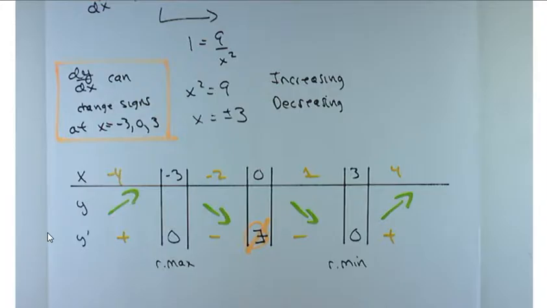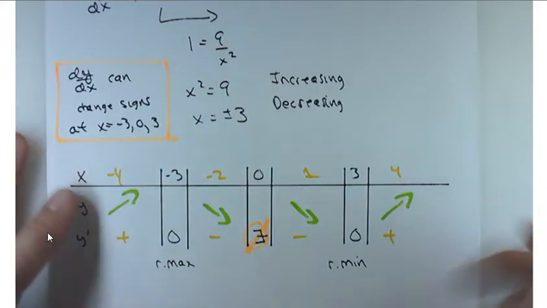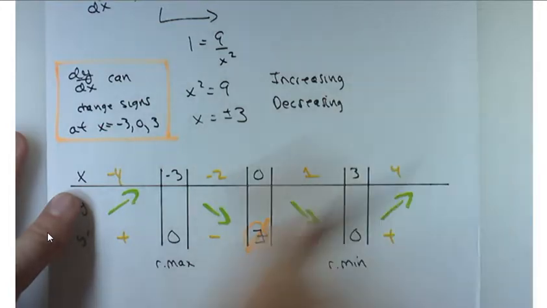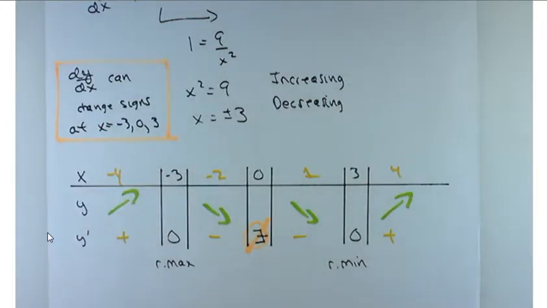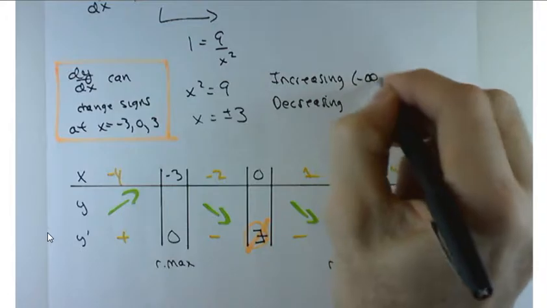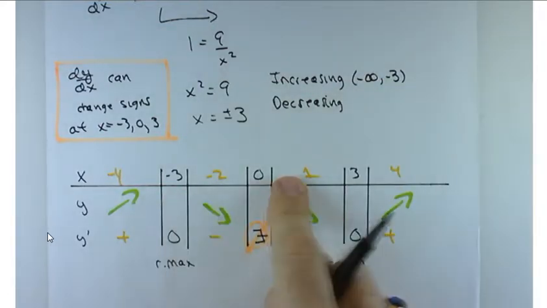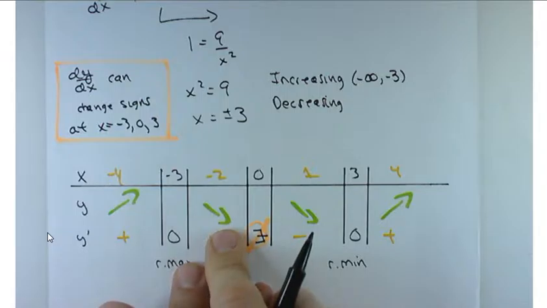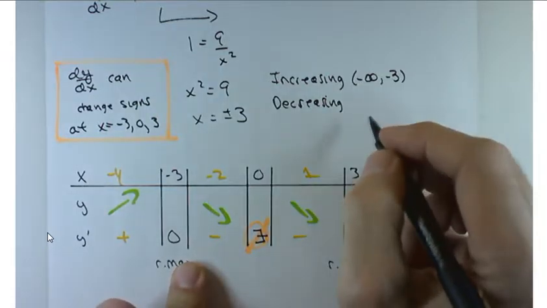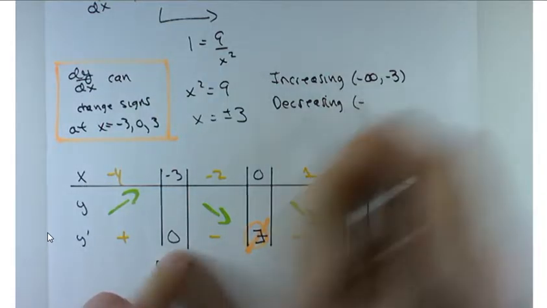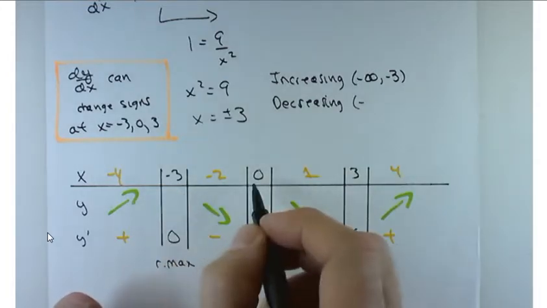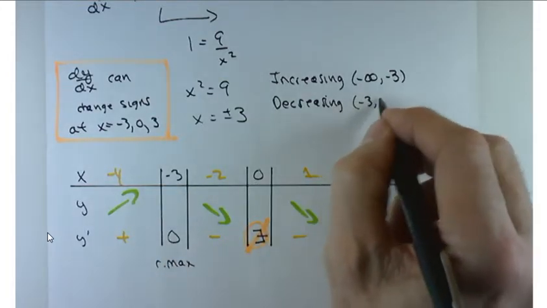Ashley, what intervals is it increasing on? It's actually a little bit more than that. It's just everything to the left of negative 3. So negative infinity, negative 3. Yeah, so negative infinity to negative 3. And then let's just come down here. It's decreasing, right? So it's decreasing on what interval? Between these 2 points. So negative 3 to 0.